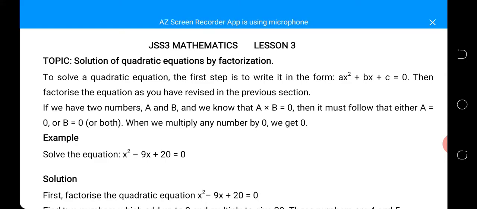In our previous lesson, we discussed quadratic expressions and factorization of quadratic expressions. And this lesson is going to be a build-up on our previous lesson. In this lesson, we are going to treat a topic which is solution of quadratic equation by factorization.